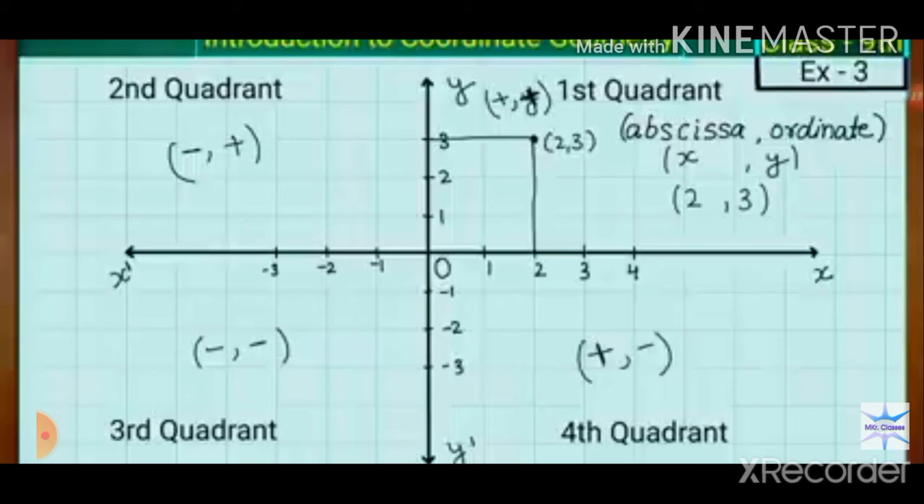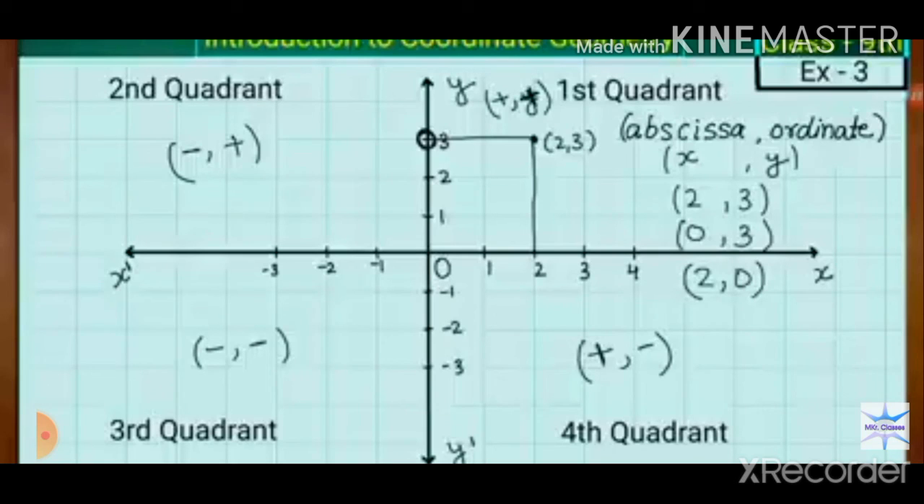So in this way, by seeing the sign of the values of x and y, we can find in which quadrant the point is lying. Take one more example, (0, 3). In (0, 3), the value of x is 0. So we have to see where 0 is on the x-axis. Here is 0, so this line will be considered, and the value of y is 3. On the y-axis 3 is here. So this point is considered as (0, 3). (0, 3) will be lying on the y-axis.